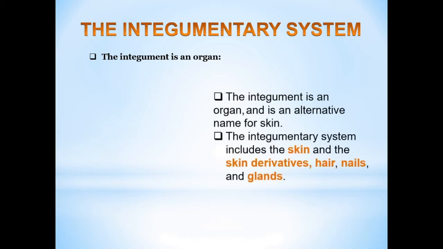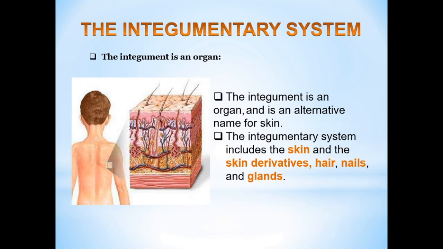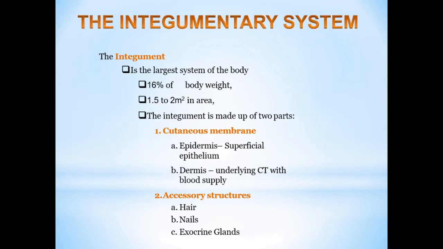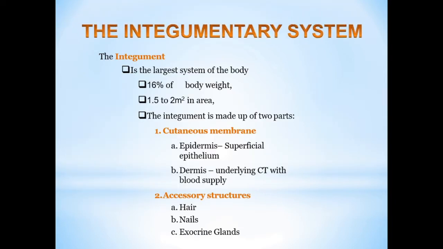What is integument? We will see first. The integument is an organ and is an alternative name for the skin. The integumentary system includes the skin and the skin derivatives, for example hairs, nails and the glands. The integument is the largest system of the body, which weighs about 16% of the body weight, and it covers 1.5 to 2 meters square in area.